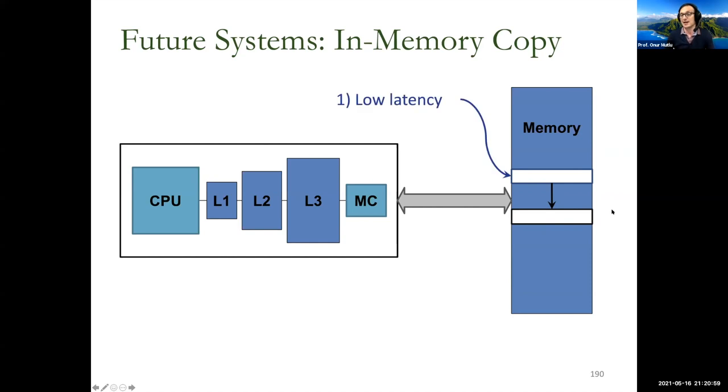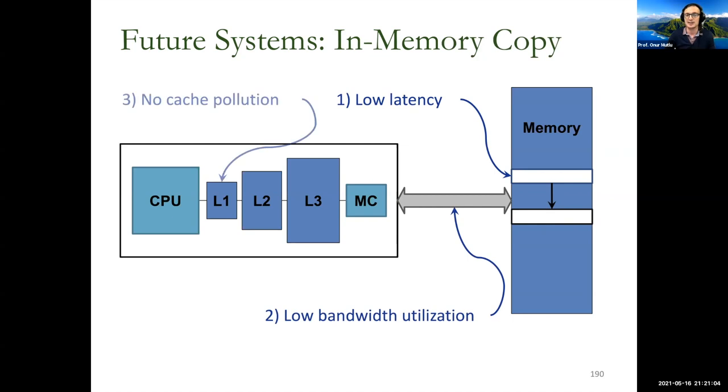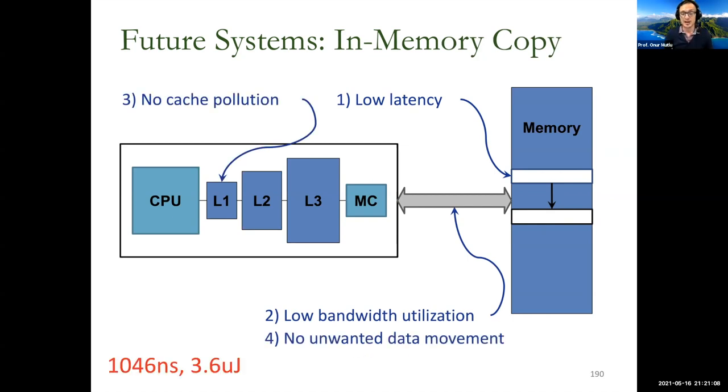So this is low latency. I'm going to show you an example. Low bandwidth utilization. You don't consume any data bus bandwidth. No cache pollution, but you could eliminate that today as well. And no unwanted data movement. So I'm going to show you an example that in the best case reduces this 1,000 nanoseconds to 90 nanoseconds and 3.6 microjoules to 0.04 microjoules.